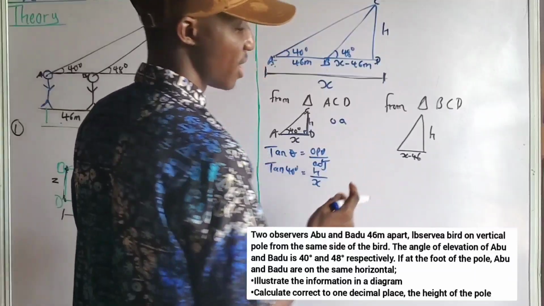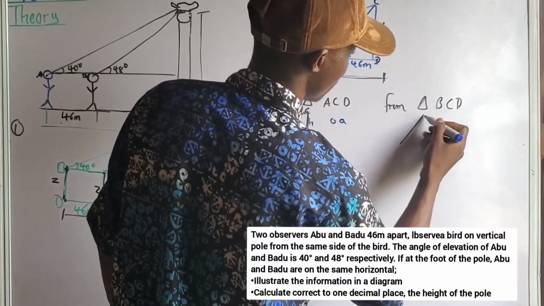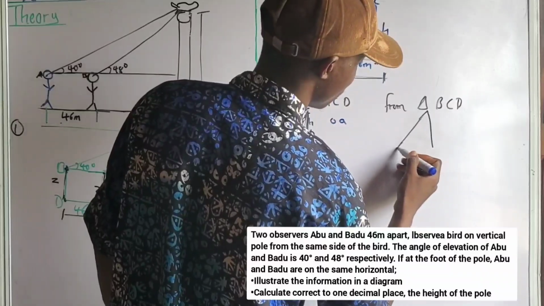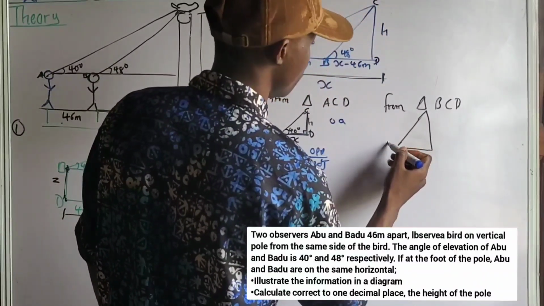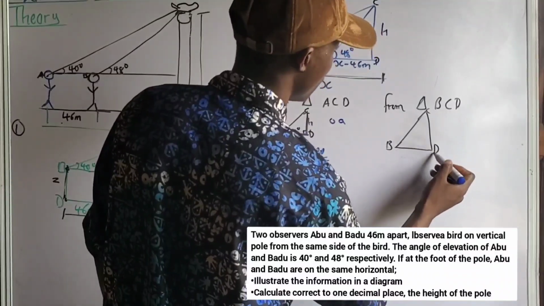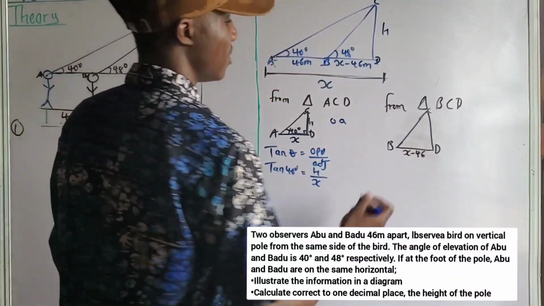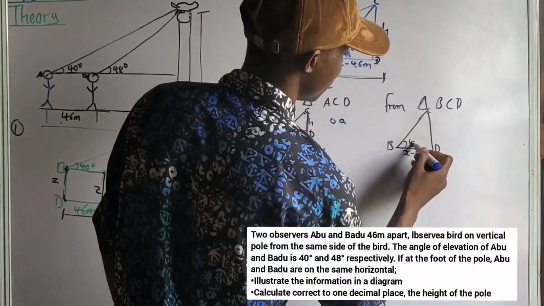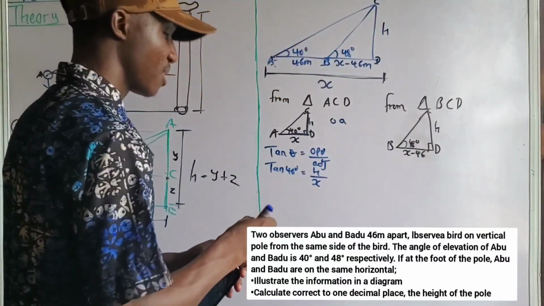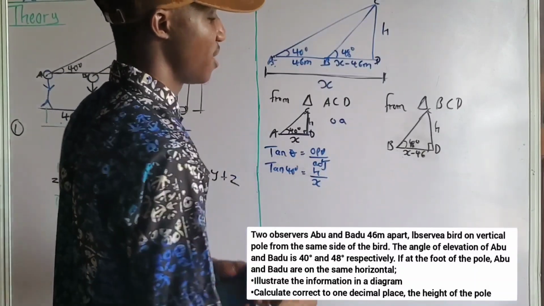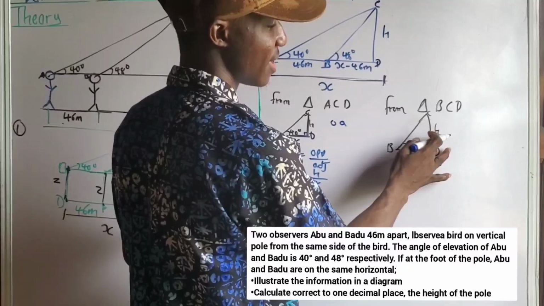If you cannot see my writing, let me redraw the triangle. If you didn't understand what I'm doing, let me know in the comment section. Now, this is the triangle BCD. So this is x minus 46. Now this is 48 degrees, right? 48 degrees, and this is the right angle. This is the height.